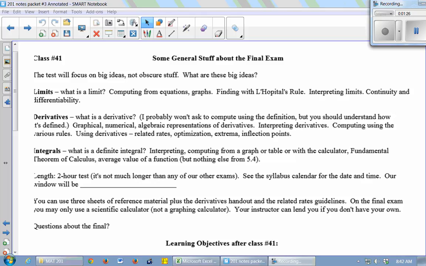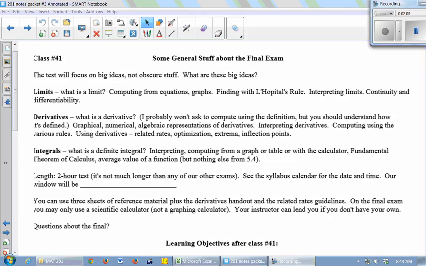And then derivatives, this is what we spent most of our time with this semester. You need to know what it is. I probably won't ask you to compute it using the limit definition, but you should know how it's defined. You should know how it's defined graphically, numerically, and algebraically. So graphically, what is a derivative? Slope of a tangent line, yep. Numerically, it would be a difference quotient, right? f of b minus f of a over b minus a, and you let b and a get closer together. And then algebraic would be the limit.